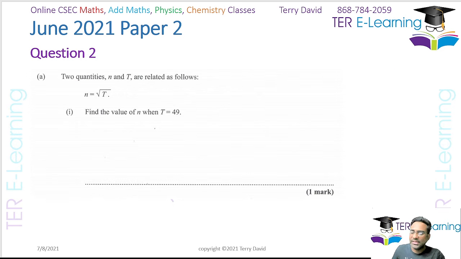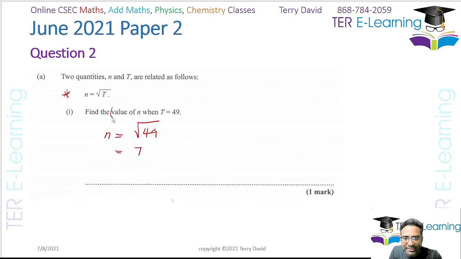Now let's look at question 2 here. Question 2 was pretty straightforward. They said two quantities, n and t, are related by this equation here: n is equal to the square root of t. Find the value of n when t is equal to 49. So n is equal to the square root of t, but t is 49. So the square root of 49 is going to be 7.